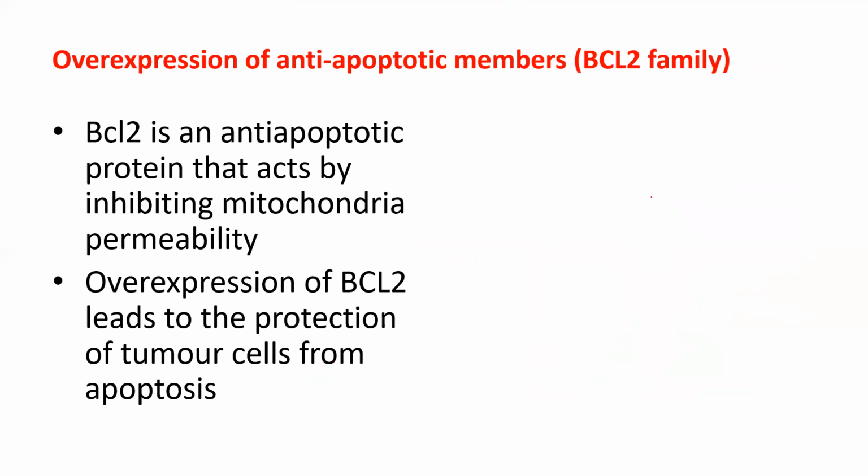The other part is overexpression of BCL2, which is an anti-apoptotic protein. How does it work? It will inhibit mitochondrial permeability. What does the mitochondria do? Cytochrome c present in the mitochondrial intermembrane space comes out and signals towards apoptosis. By overexpression of anti-apoptotic proteins, this function is lost, and this leads to lack of apoptosis in cancer cells. BCL2 alterations are usually seen in chronic lymphoid leukemia and also many other cancers like diffuse large B-cell lymphoma.